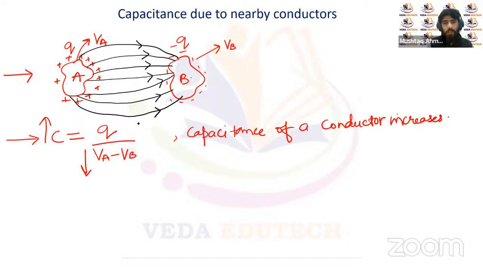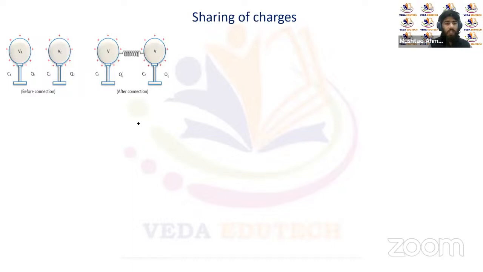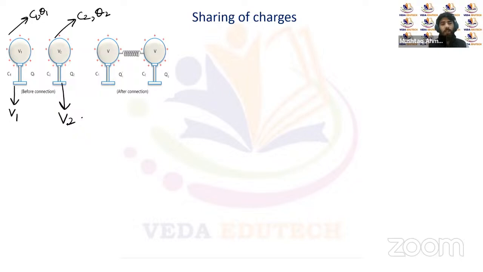So let's see, if we have two conductors with different charges applied to them and different capacitances. The conductor 1 has capacitance C1 and charge Q1, and conductor 2 has capacitance C2 and charge Q2. The potential on this conductor is given as V1, and on this conductor it's given as V2, right? Now we are connecting these two conductors with the help of some wire.